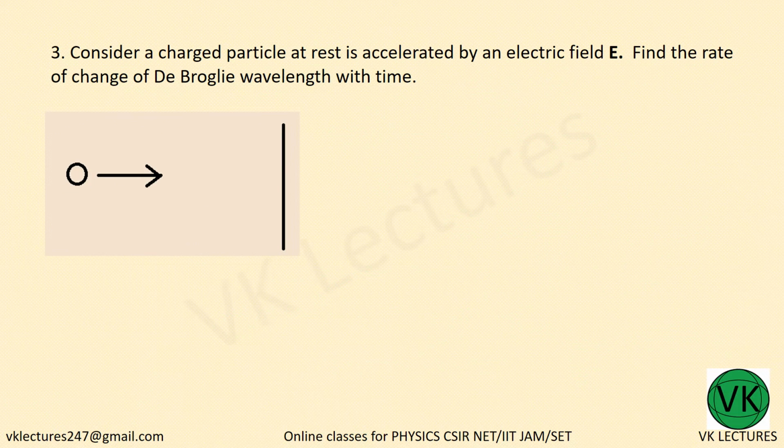Consider a charged particle at rest which is accelerated by an electric field E. So let us consider here you have a charge Q which is placed in an electric field E. So this charged particle Q will be under the influence of this electric field. So the corresponding force will be equal to F is equal to E times Q. Right. Now what is the question? Find the rate of change of de Broglie wavelength with time.